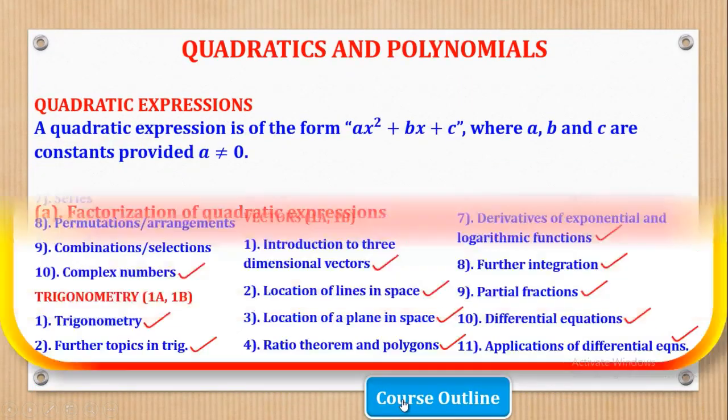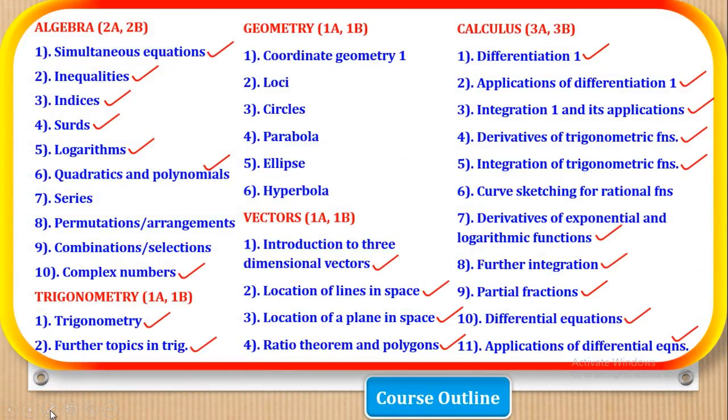Before we start, let's first look at the course outline for Math Paper 1, or pure mathematics. This paper is divided into 5 parts. The first part is algebra, and 2 questions come in Section A and 2 questions in Section B from this topic, and these are the topics. Then the second part is trigonometry. 1 question comes in Section A, 1 in Section B, and these are the topics.